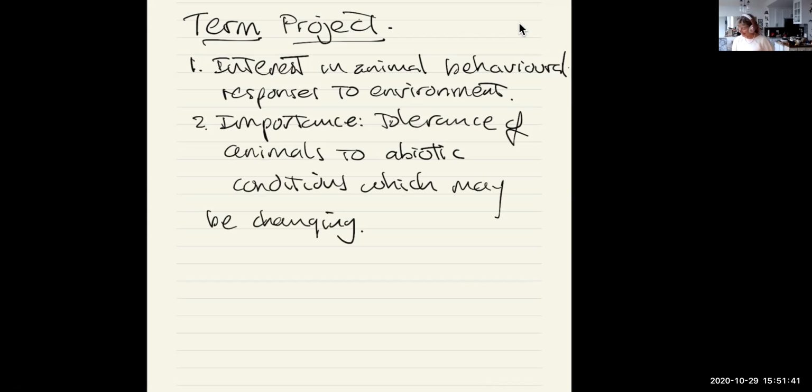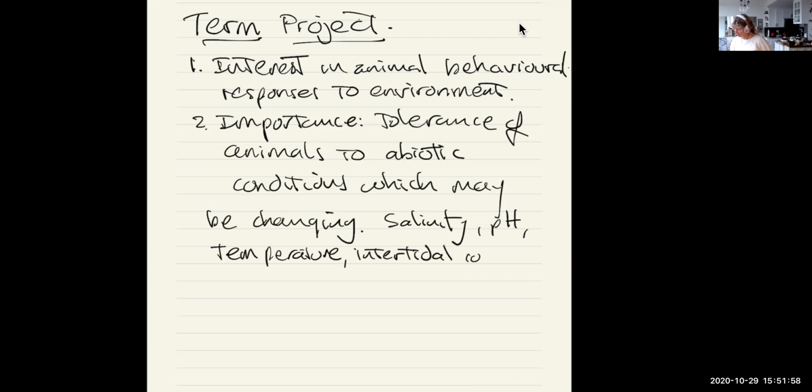You know, things like salinity, acidity, temperature, intertidal composition. So these things are changing.